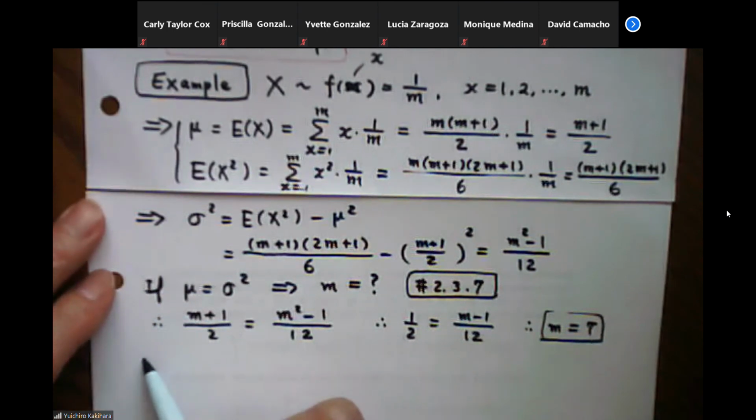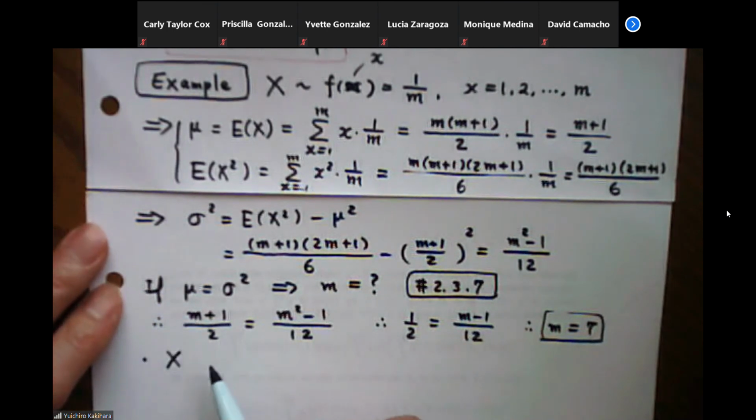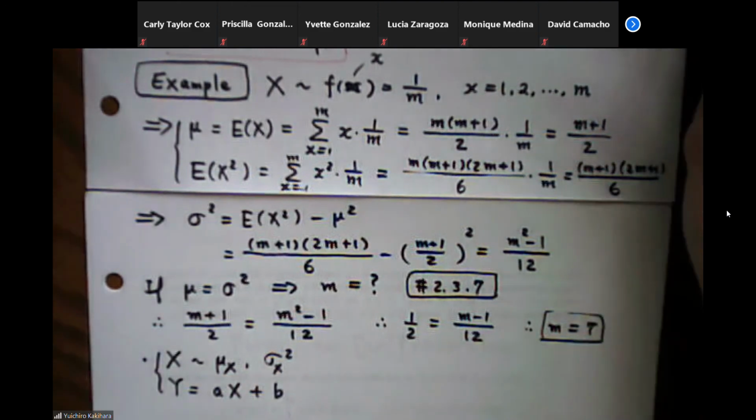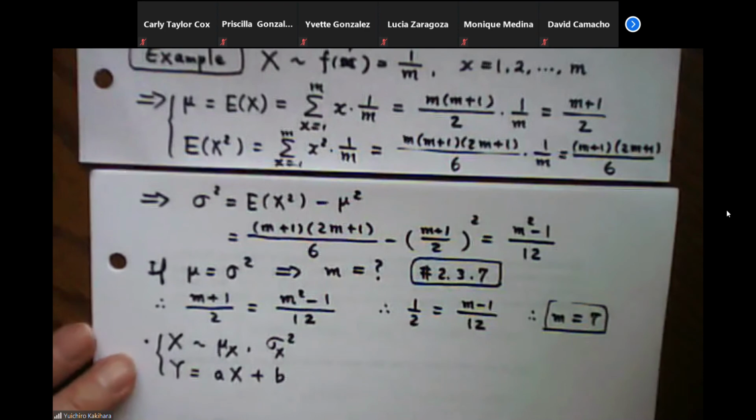The random variable x has mean mu sub x and variance sigma x squared. These are the mean and the variance. And then we have another random variable, y, which is ax plus b. Can you get the mean and the variance of y? Those are obtained from mu sub x and sigma x squared, obviously. So let's see, then we're done.